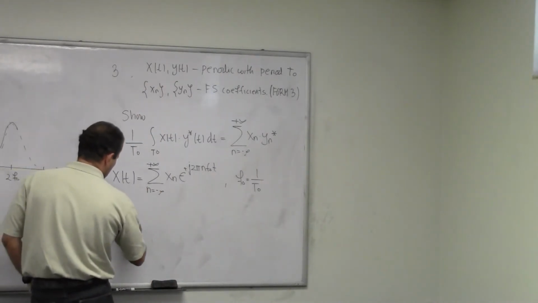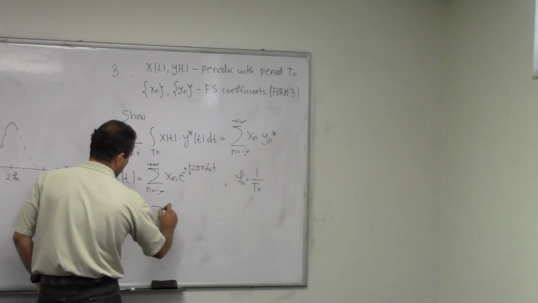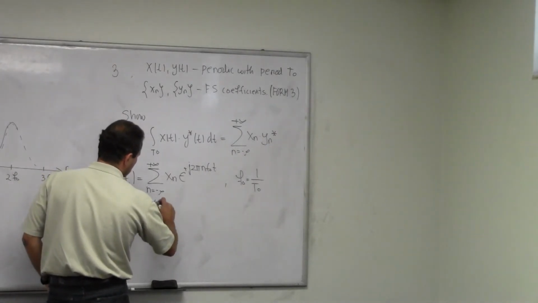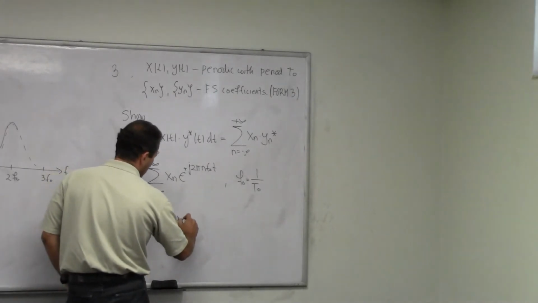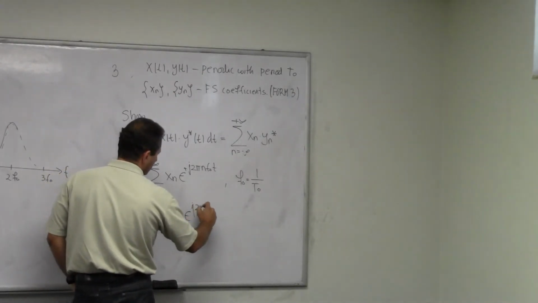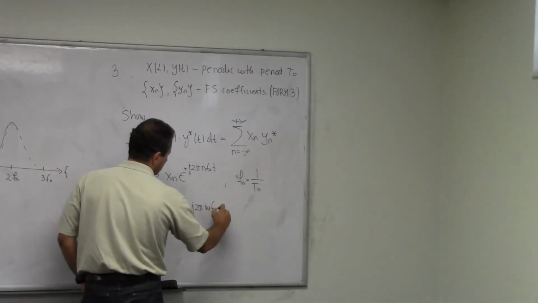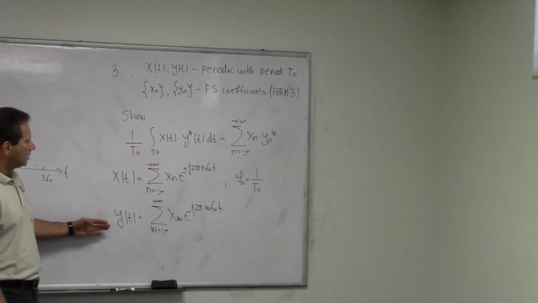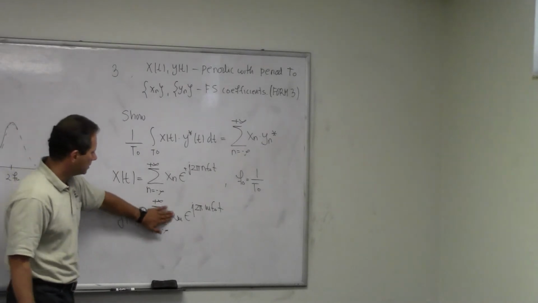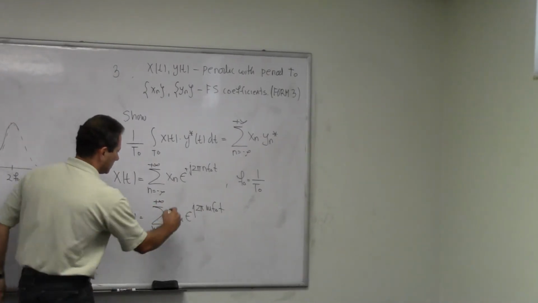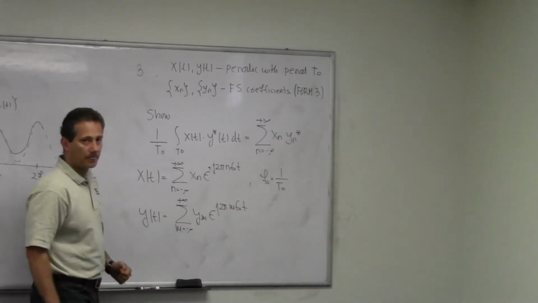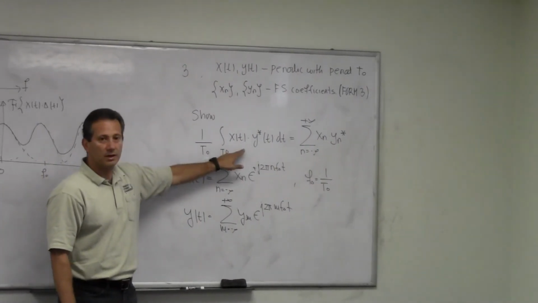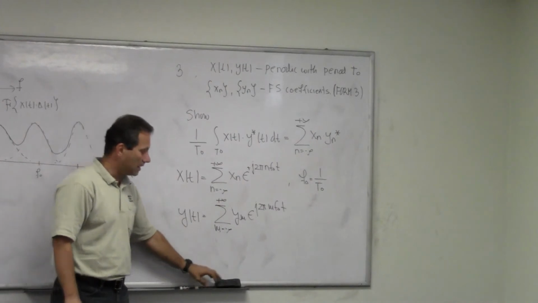Now y of t is the same thing. It's the sum, let's say m goes from minus infinity to plus infinity, ym e to the j 2 pi m f0 t. So that's my y of t. It's also periodic, except that this needs to be y, not x, y m. Okay. So now let's take these two, put them in this integral here, and see what happens.